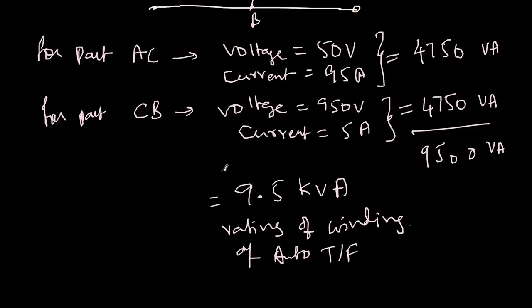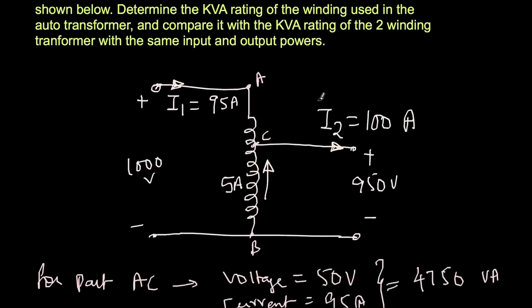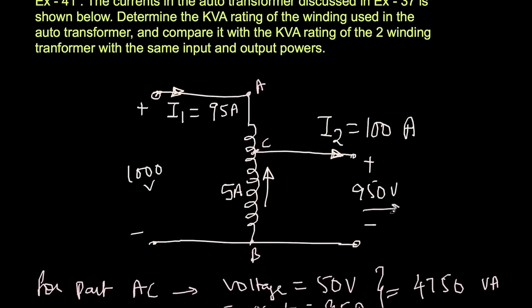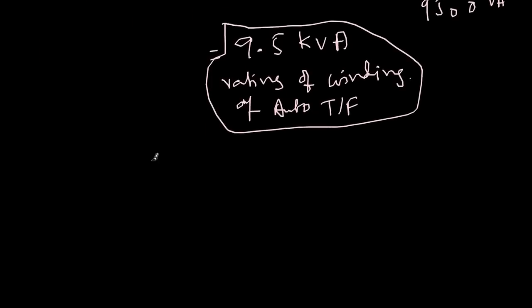But then look at the total output that the auto transformer is generating. If you look at the total output power, what is it? 950 volts into 100 amperes. That is actually 95 kilowatts, or if you consider unity power factor, it is 95 kVA. So to generate an output of 95 kVA, a 9.5 kVA rating of winding of auto transformer is sufficient. That's interesting.